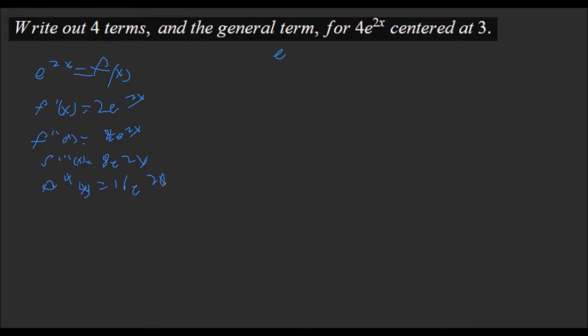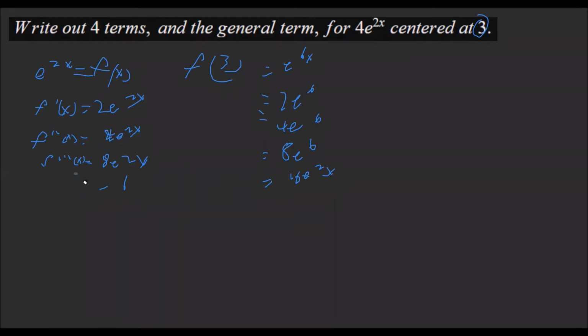So what we have to do now is substitute the value of a, where it's centered, in place of x. Normally with Maclaurin, we use 0, but since this is Taylor and since a is non-zero, we're going to have to use the value at which it's centered, which in this case is 3. So f of 3 is equal to e to the power of 6. And I don't feel like writing all this out. It's pretty intuitive. I'm just going to say 2e to the power of 6, 4e to the power of 6, 8e to the power of 6, and 16e to the power of 6. Pretty simple.